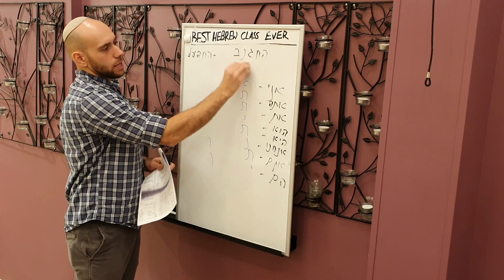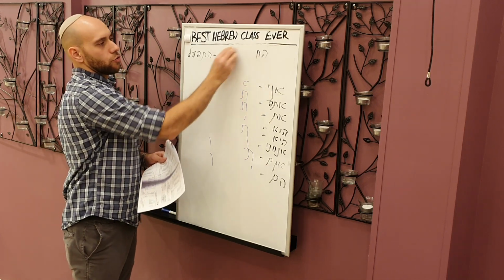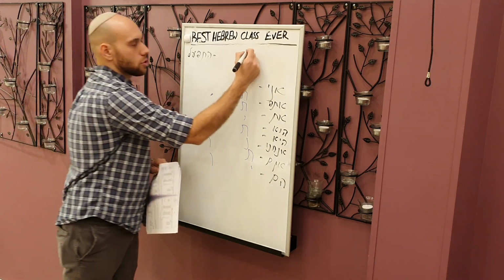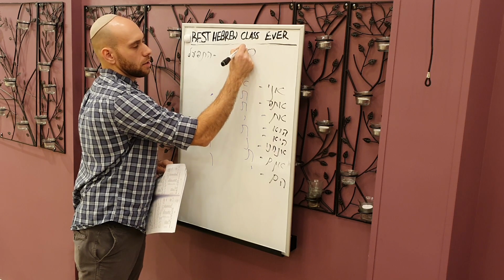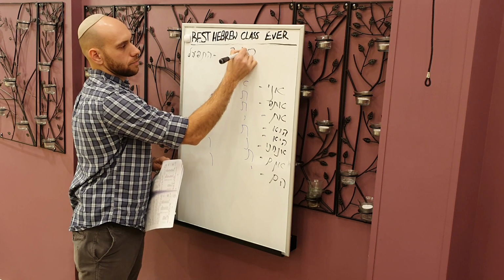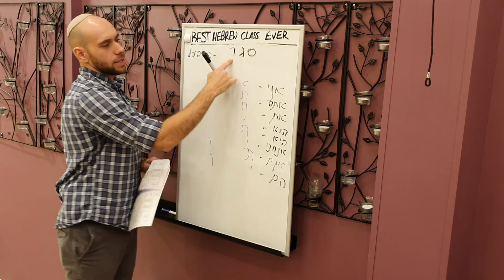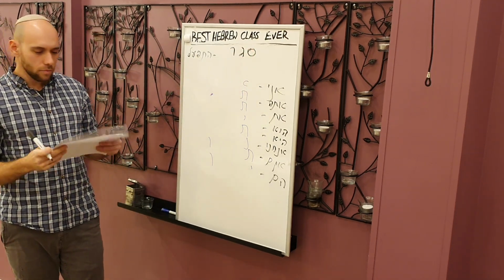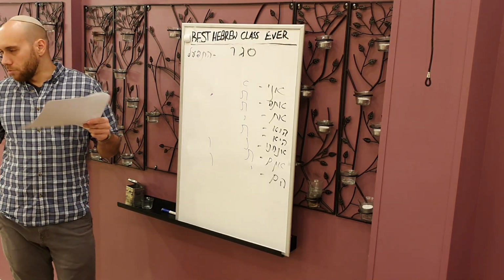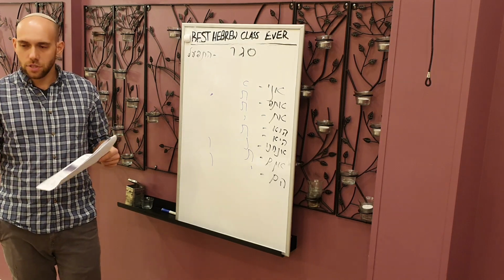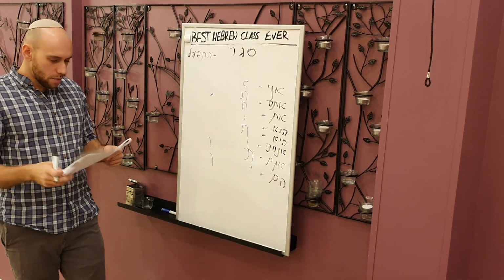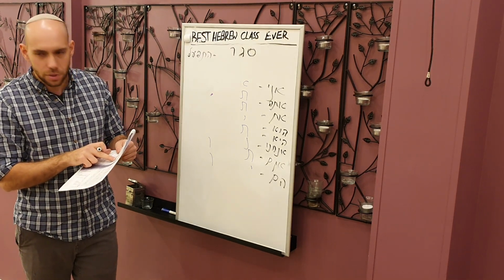Well, I'm gonna give you a real example here. The root we're gonna use is this one, which means to close: samech, gimel, resh. Sagar, to close. The reflexive form of this, the Hitpa'el form, means to shut oneself away, to be shut in.